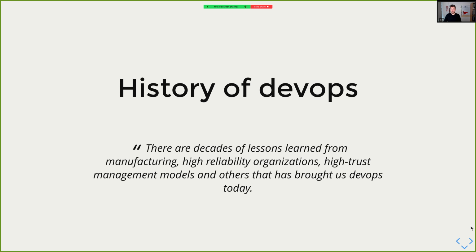So let's take a short sidestep and talk about the history of DevOps, so where it comes from and what it builds upon. DevOps is a result from a broad stroke of movements, a phenomenon described by John Willis as the convergence of DevOps. There are decades of lessons learned from manufacturing, high reliability organizations, high-trust management models, and others that have brought us DevOps today. DevOps relies a lot on knowledge about the Lean movement, theory of constraints, and the Toyota production system, but there are many more.